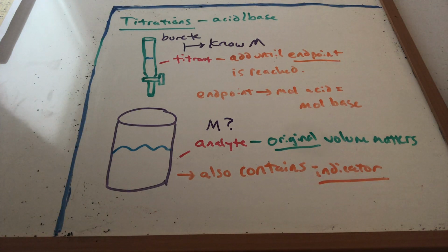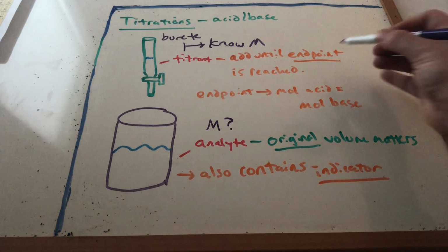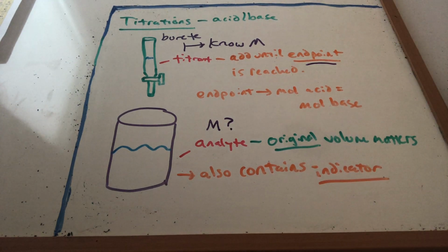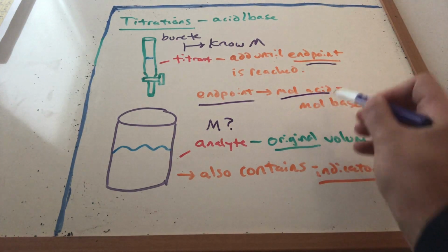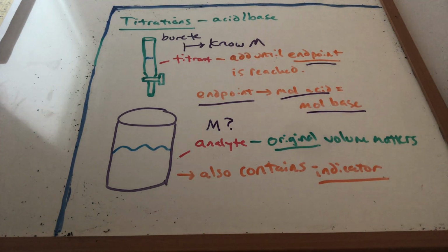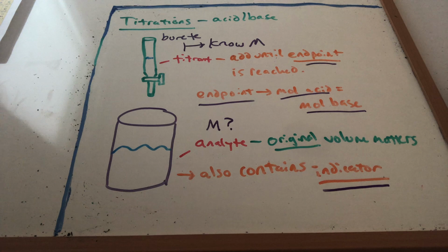So then here's how it works. You add the titrant drop by drop. You add until an endpoint is reached. The whole experiment stops when the moles of acid and the moles of base in your neutralization are equal to each other. So it really just stops as soon as everything is completely neutralized. Well, how do you know when that neutralization has occurred? You can't really go down and see the molecules yourself. Well, inside this analyte, we also add an indicator. And what an indicator does is it changes color when you switch from acid to base behavior.